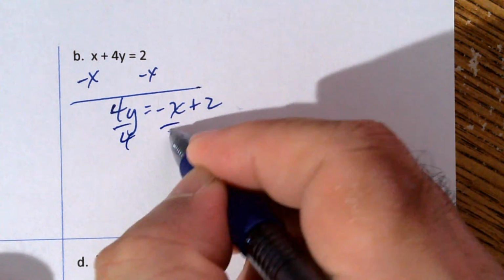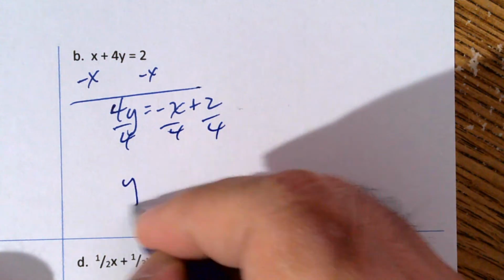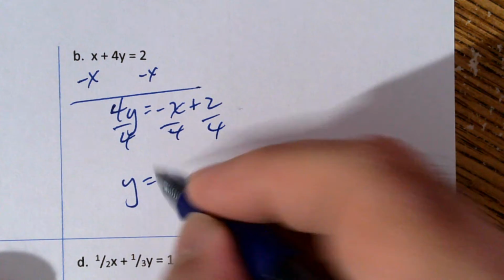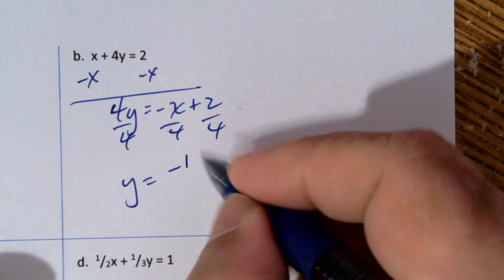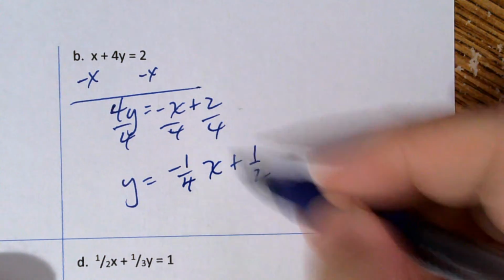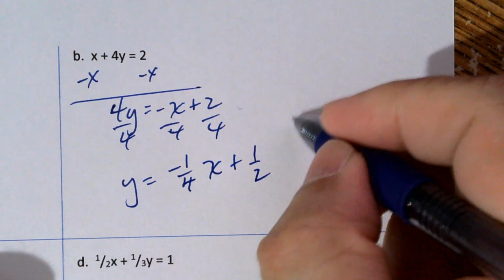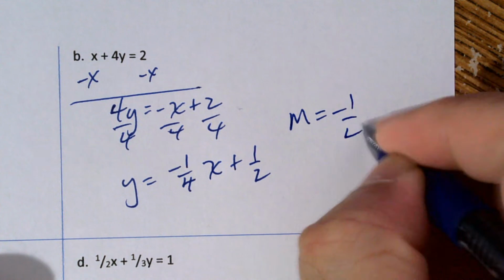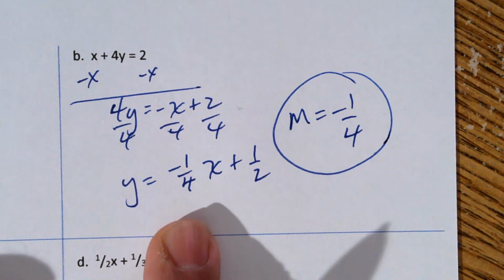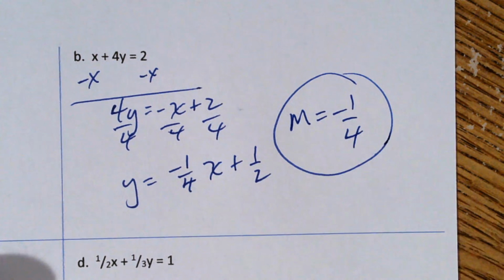All right, recall, if you don't see a number, or if you just see a negative sign, that's the same thing as a negative 1. So I'm just going to put negative 1 over 4x plus 1/2. I reduce the 2/4 to 1/2. So my slope is negative 1/4. Okay, that's it. It's the coefficient of x, and that's my slope.